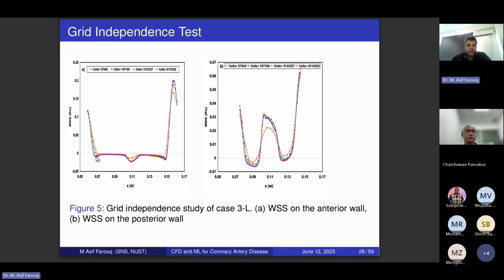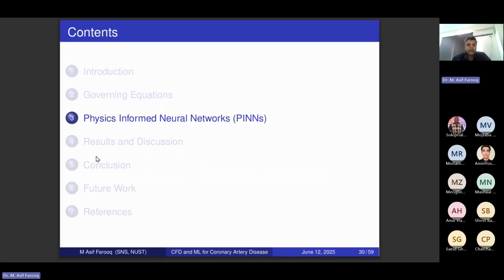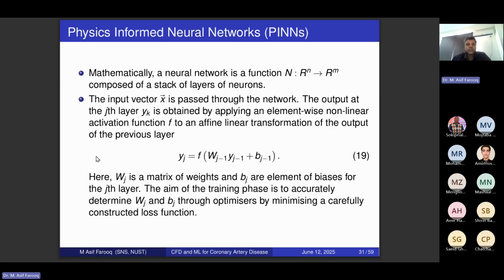So we calculate all the future results for 8 million cells. This is the same grid independence study. So let me just talk about physics-informed neural network.